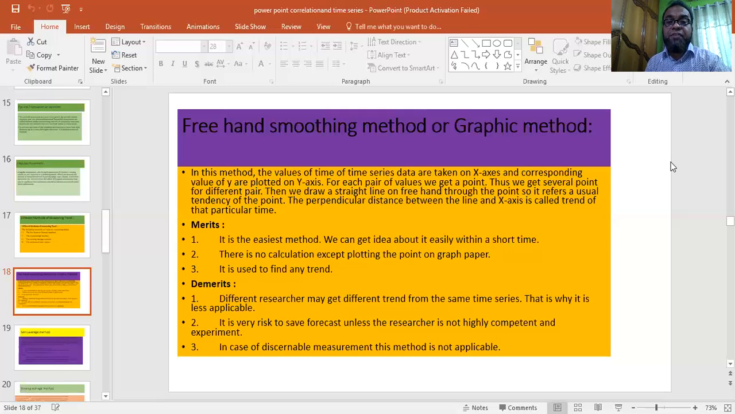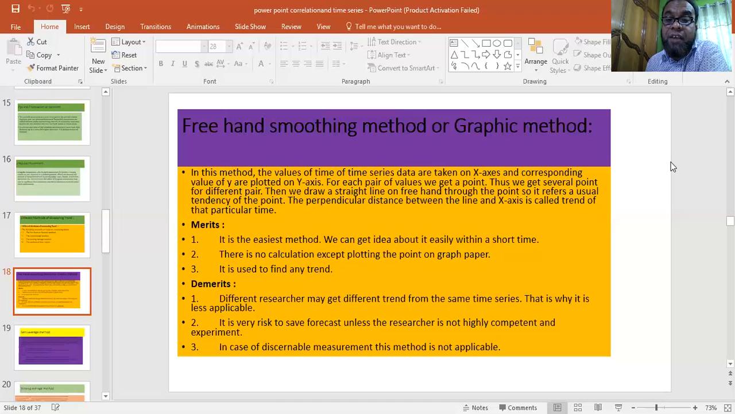Demerits. Different researchers may get different trends from the same time series, by taking different scales. Say if I take 2 smallest squares equal to 1 unit on the x-axis, and another takes 5 smallest squares on the x-axis, then their trend lines may be different. That is why it is very less applicable.